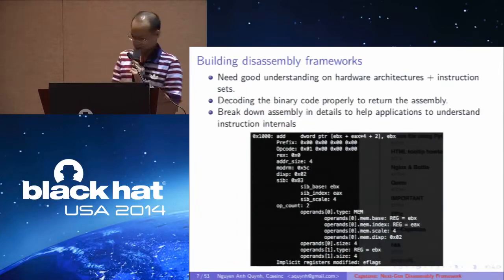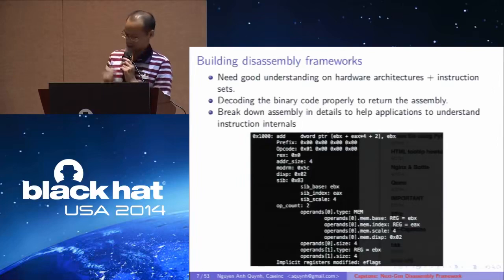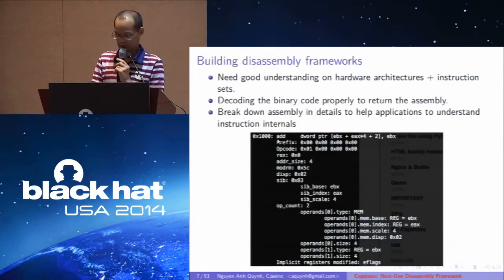For example, a good disassembly must do this. That's the output of the Capstone. So first of all, given some binary code, you need to return the assembly code here. That's one instruction. But a good one should also return many other details. First of all, it gives back the prefix of this x86 instruction, the opcode, REX, the address size, ModRM, displacement, SIB in some cases, in this case.